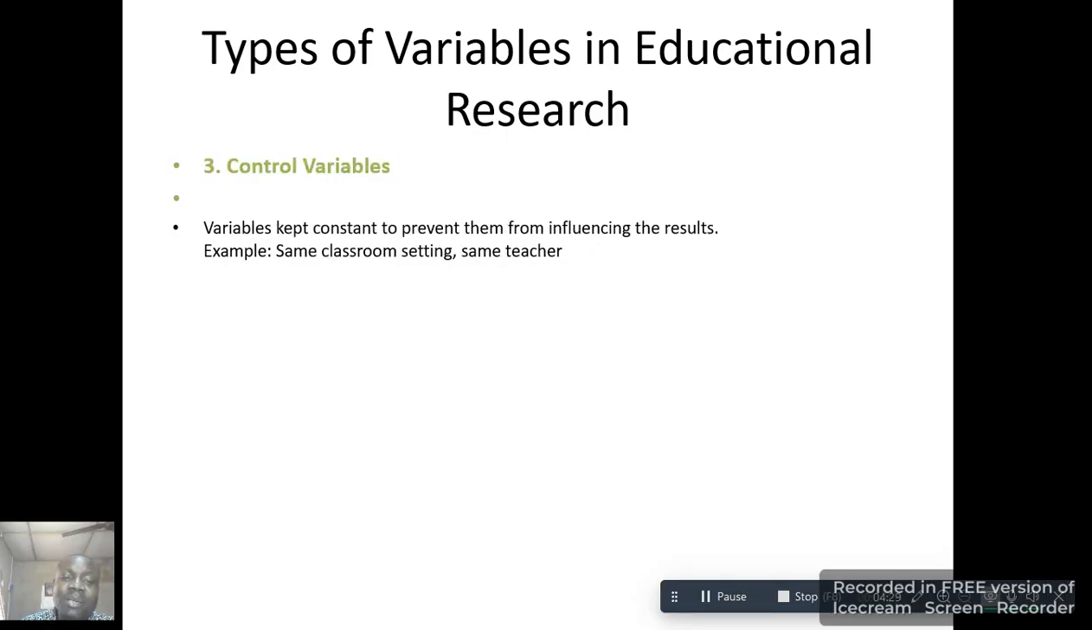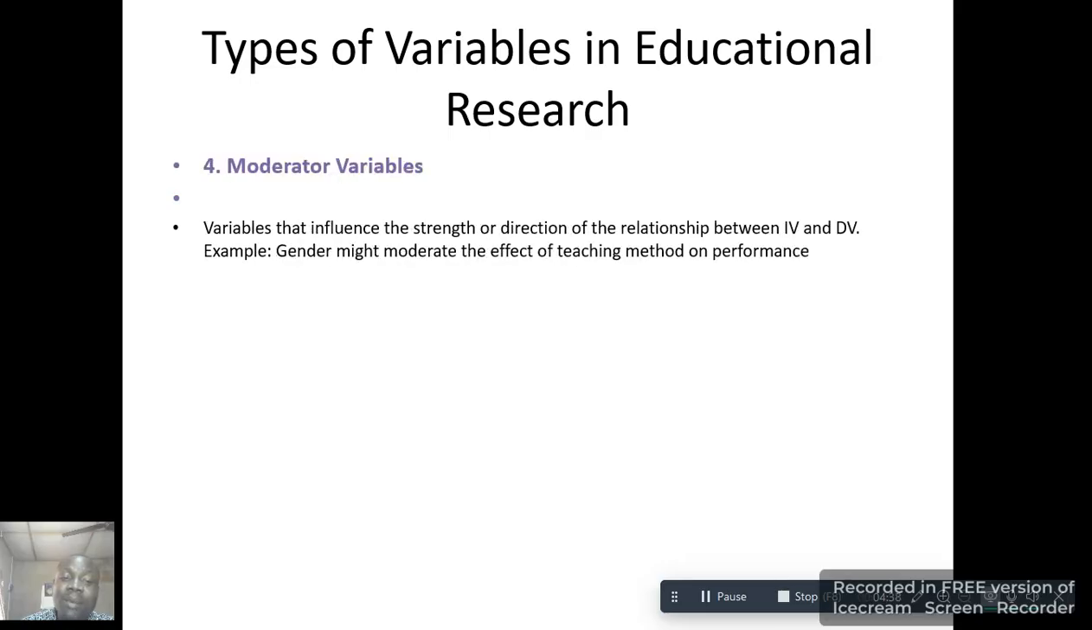In most of the experimental studies carried out in education, we have the independent variable, we have the dependent variable, and most of the time we have the moderator variable, which is usually used to see other things that could affect the effect of the independent on the dependent variable.